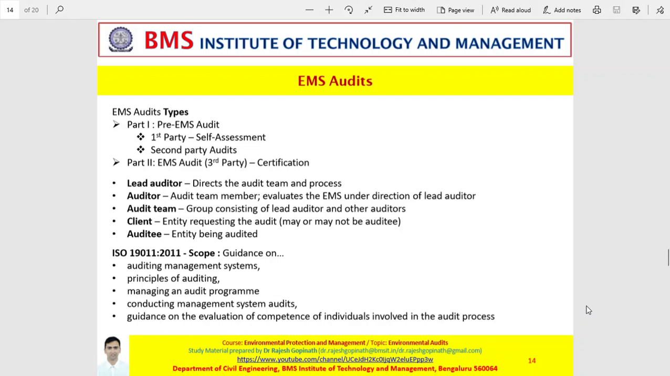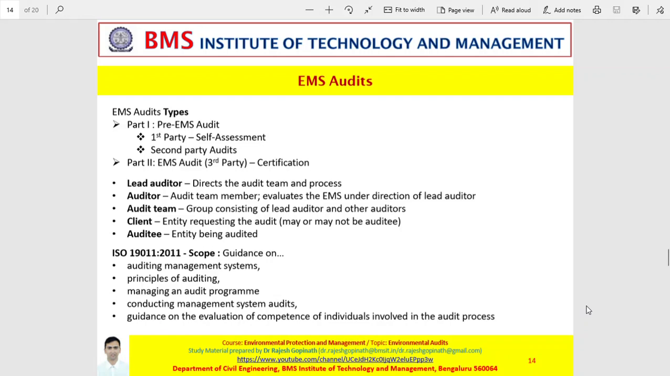An EMS audit team will have the following components. A team leader who directs the audit team and processes. The team members who are basically auditors who work under the direction of the lead auditor. Both of these, that is the team leader and the members, comprise the entire audit team. Now, the client is that entity who is requesting for the audit to be carried out. Please note, this client may not be the auditee. An auditee is that enterprise, entity, operation, shop floor or department which is being audited.